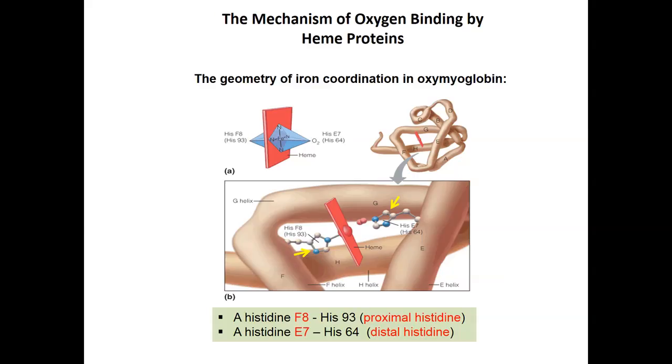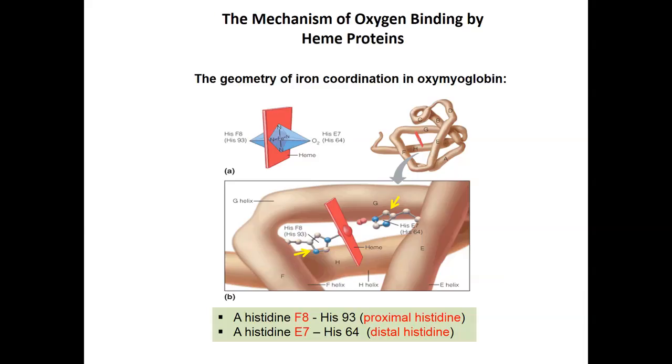So this is called the proximal histidine. The proximal histidine is right there. Sometimes it's called residue 93, histidine 93, and it's located at the F. You have a series of alpha helices. So alpha helix F, this is located at that point, and it's residue number 8. But usually people go by proximal and distal histidine, okay? But in case you see this, at least you know what they are.